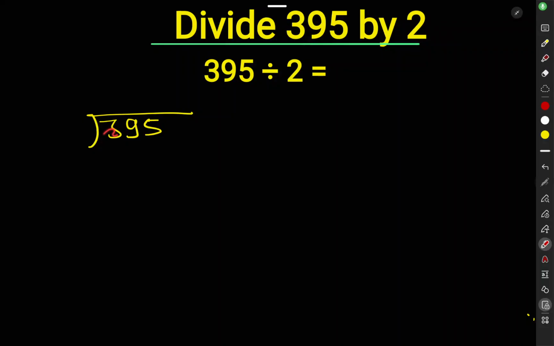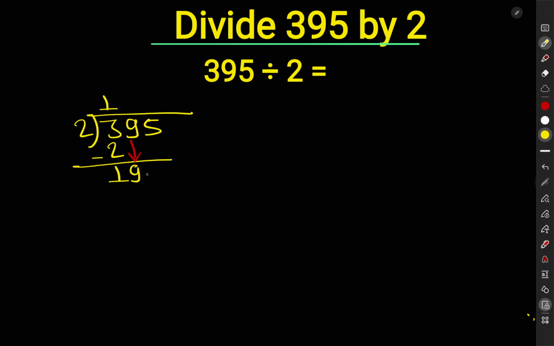Here we divide 395 by 2 in a long division method. So 2 times 1 means 2. On subtracting we get 1. So now this 1 is less than 2. So we put down the number beside this, 9.